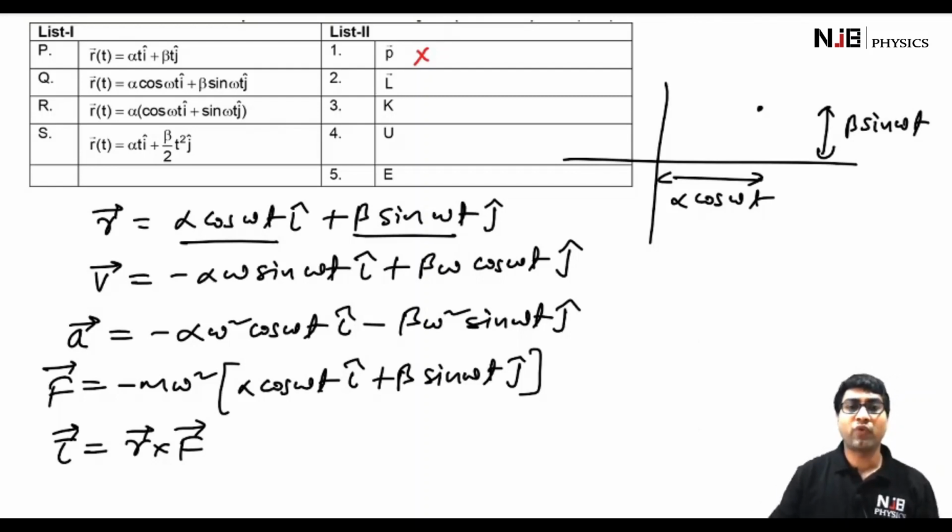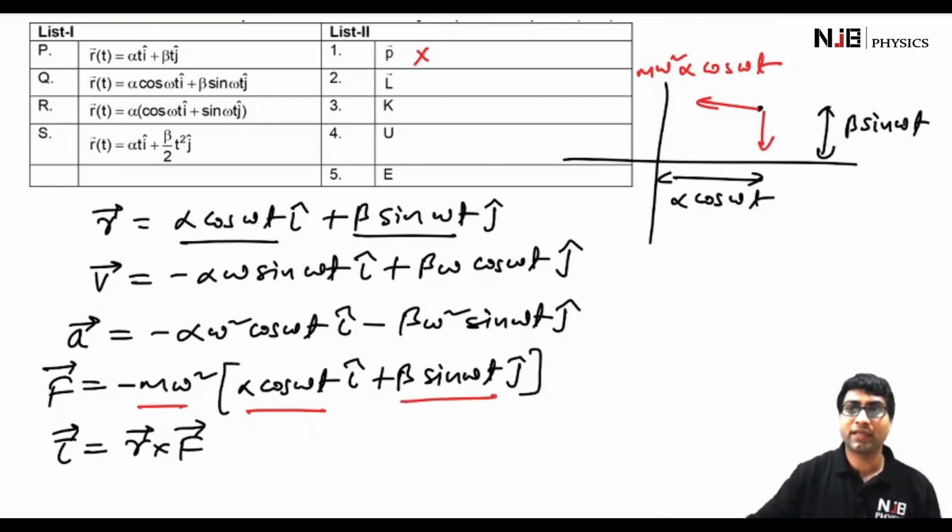The x component and y component of the force both are negative. So you can see that the x component is going to be m omega square alpha cos omega t in the left direction. And in the negative y direction, it is again m omega square beta sine omega t.